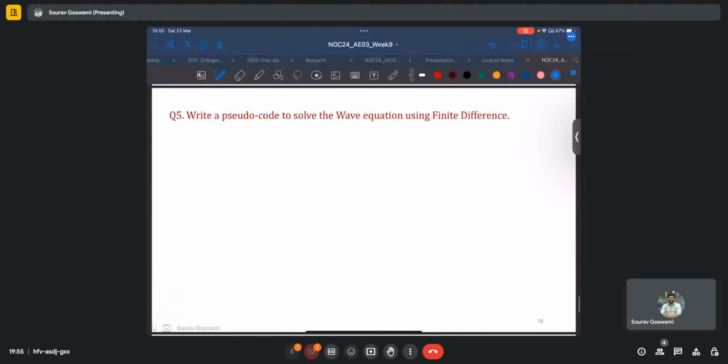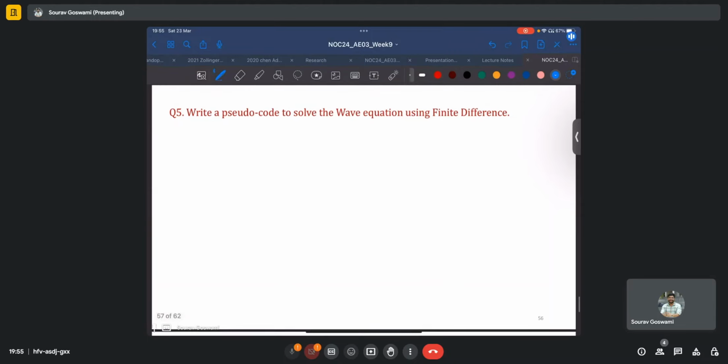We'll close by writing a pseudocode for this wave equation utilizing the finite difference formulation. Again, this is relatively short and not as long as the one for the heat equation. Sorry, for the Poisson equation. I'll just state the problem in standard form.